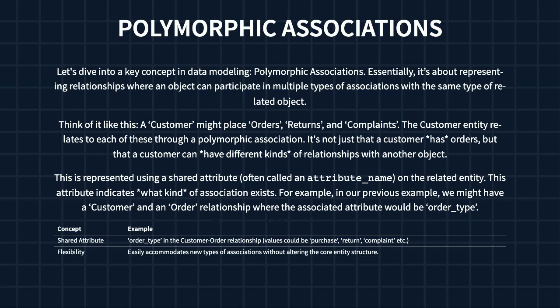Polymorphic associations allow us to capture all these variations within the same entity, using a shared attribute to indicate what kind of relationship is in play. It gives you a lot of flexibility and avoids needing to create separate tables for each possible type of association, which can be great when things are constantly evolving.